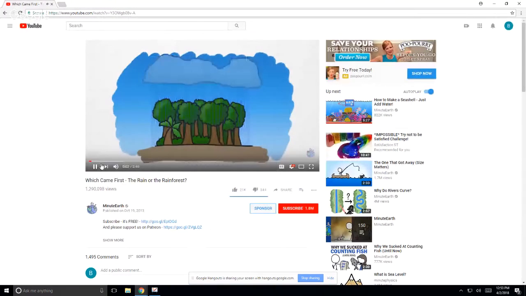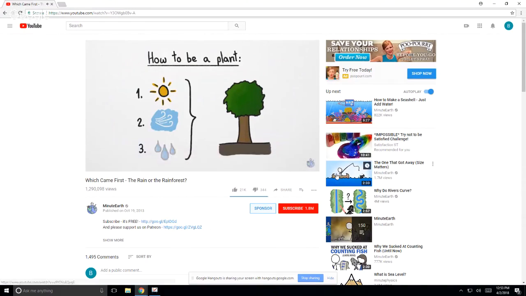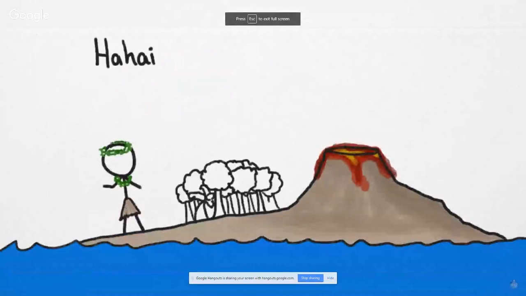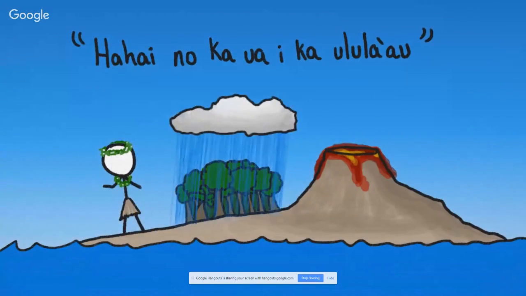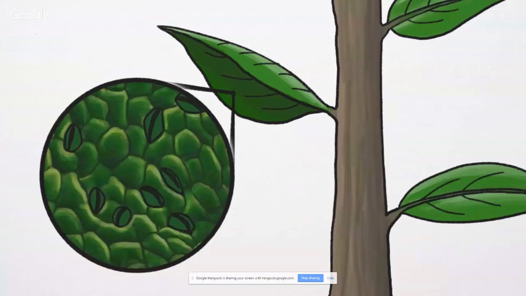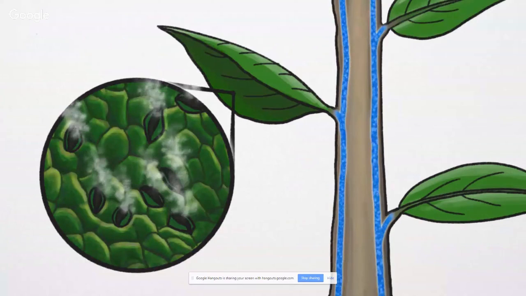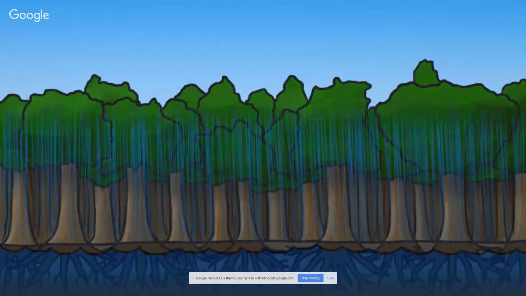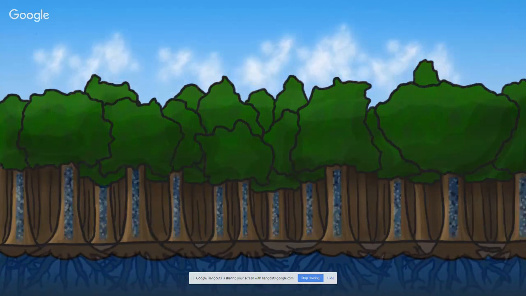A tropical rainforest without rain wouldn't be much of a rainforest. I mean, all plants need water to grow, and without it, they shrivel up and die. So what about the ancient Hawaiian proverb, Hahai no ka ua i ka ulula au, which means the rain follows after the forest? How could that be? Well, all land plants lose water when the pores on their leaves open up during photosynthesis, and this evaporation draws more water up through their stems. With so much rain soaking the soil in rainforests, water is nearly unlimited, and accordingly, rainforest trees can afford to move and lose more water than other plants.